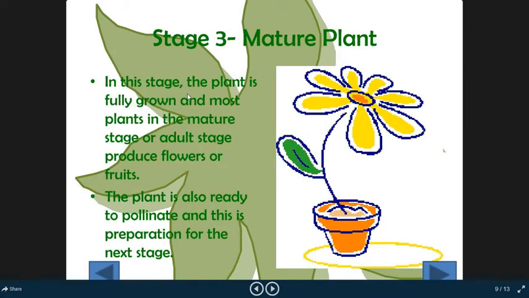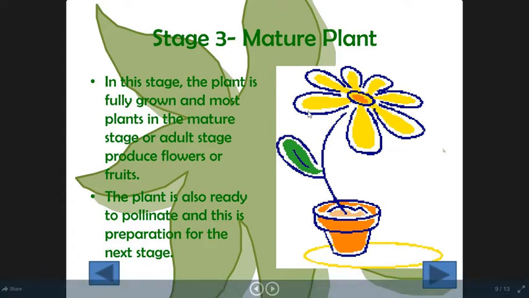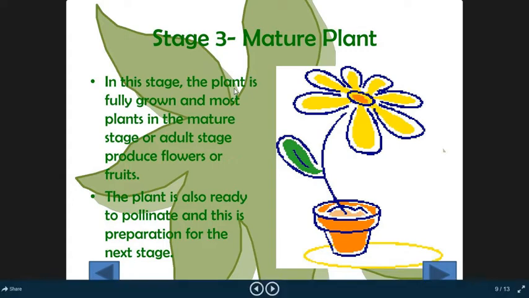Okay, in stage 3, we have the mature plant. In this stage, the plant is fully grown. And most plants in the mature stage or adult stage produce flowers or fruits. The plant is also ready to pollinate, and this is the preparation for the next stage.